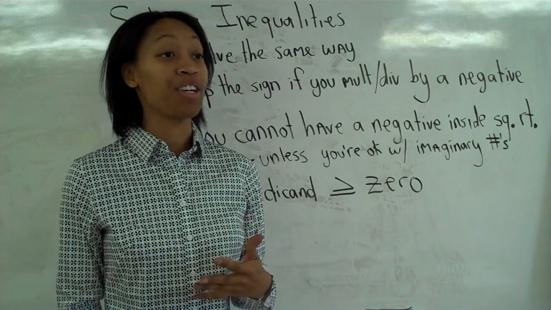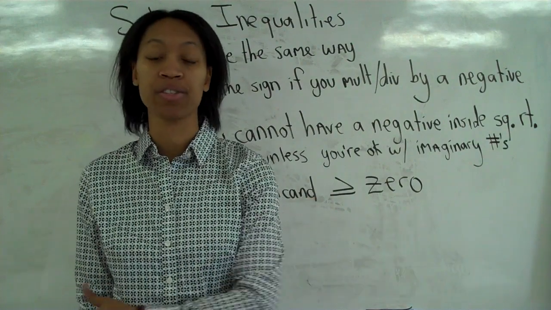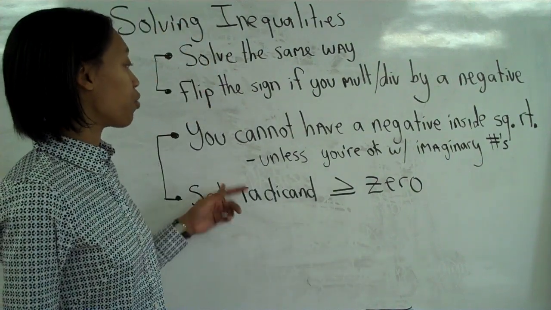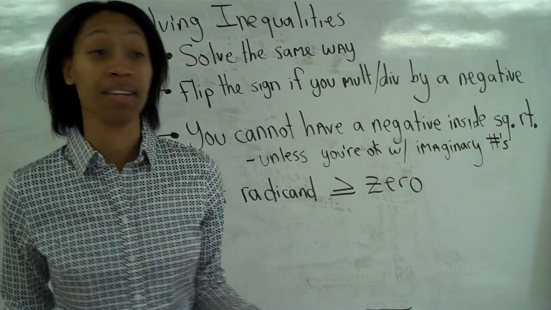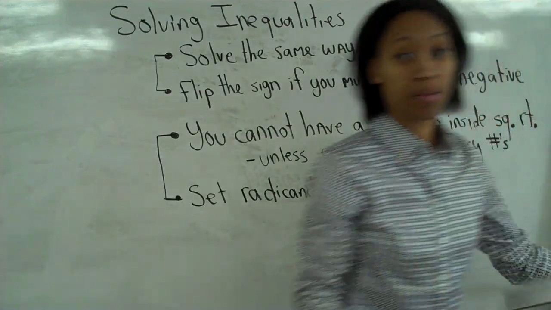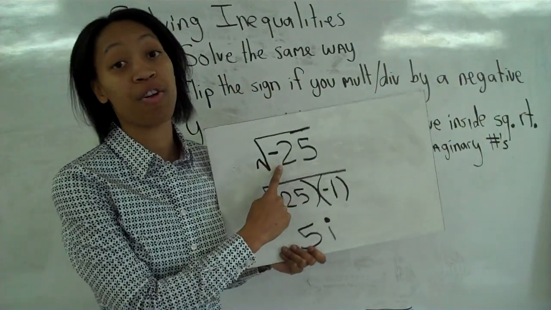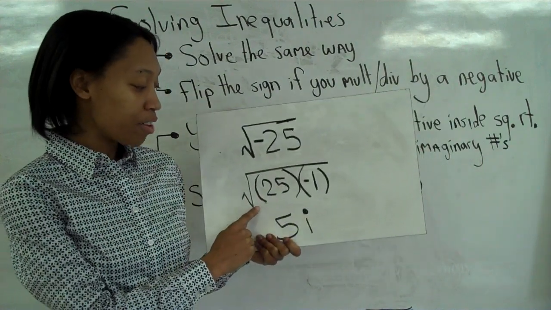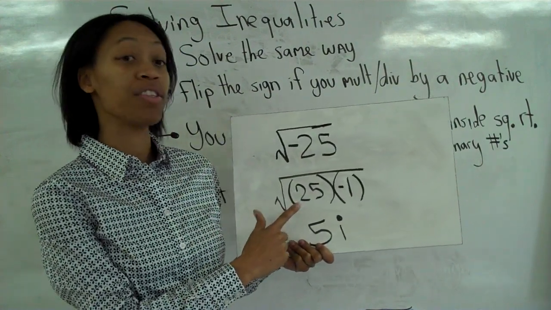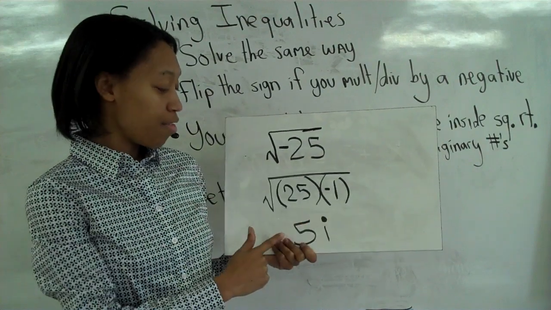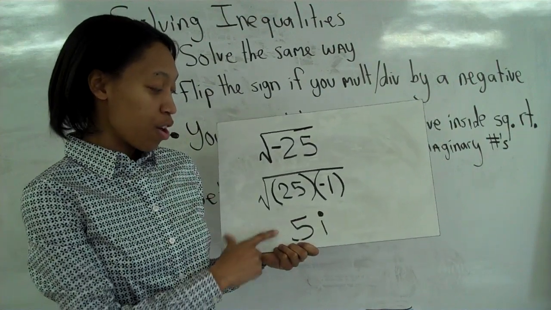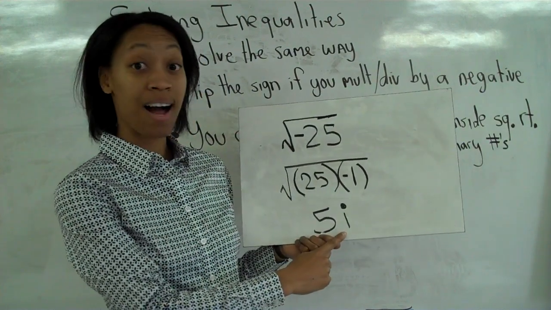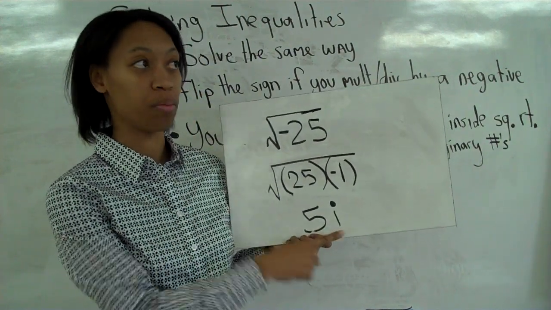But now that we have inequalities and we can get a whole range of answers, we have to make sure that the x values we're using don't give us a negative under the square root, unless you want an imaginary number. If you were to get the square root of -25, we would break that down: -25 is 25 times -1. Then you take the square root of each part. The square root of 25 is 5, and the square root of -1 is i, for imaginary number.